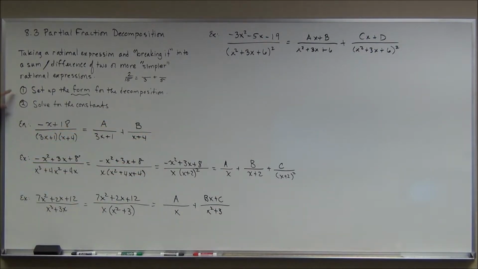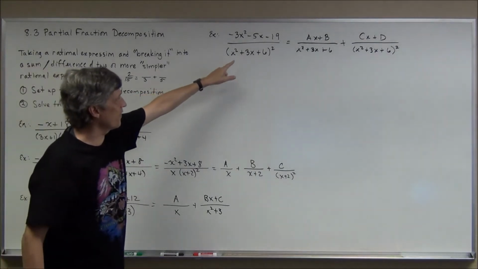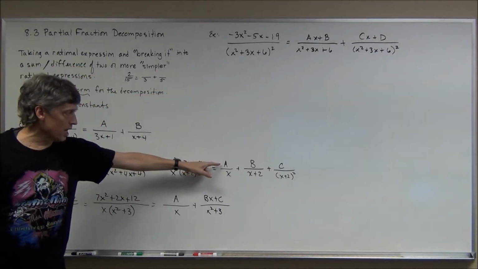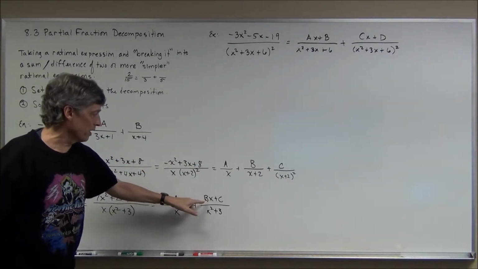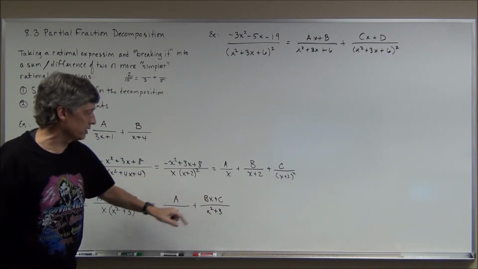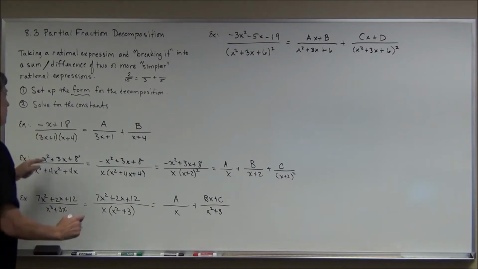But look again, the first thing you want to do is set up the form. So make sure the denominators are factored completely, and then look to see what kind of factors you're working with. Remember, linear factors, it's just a constant. Quadratic factors, it's going to be a linear expression. You're going to have two terms, the one term with the variable and then the constant term. So be careful there. So let's just do this simpler one here.